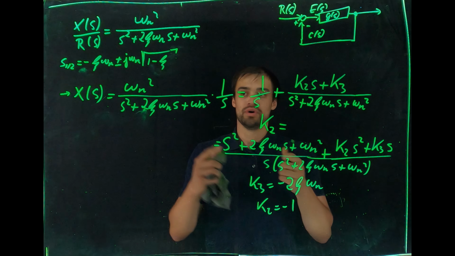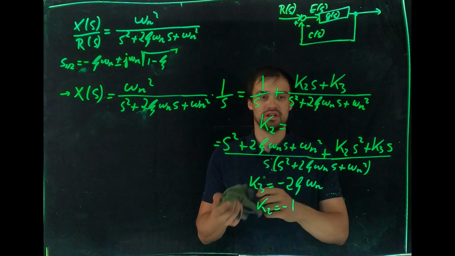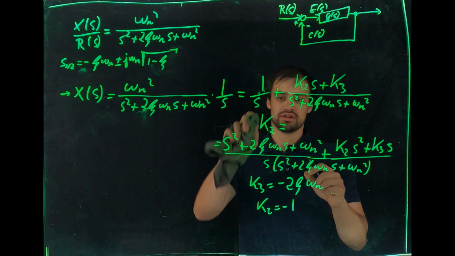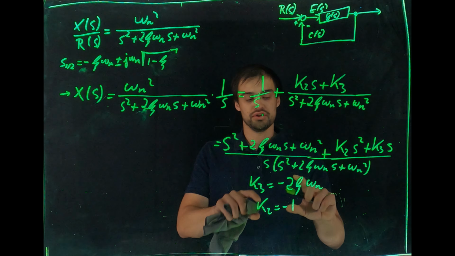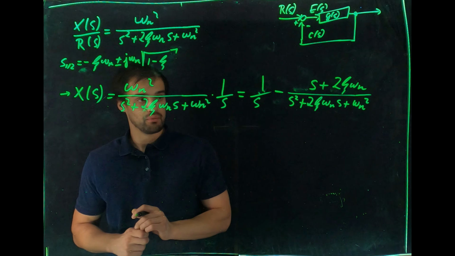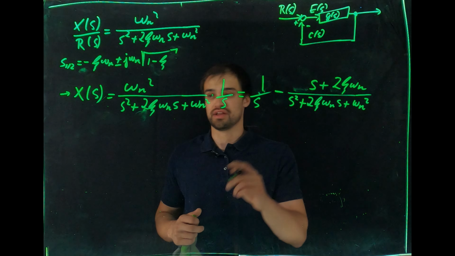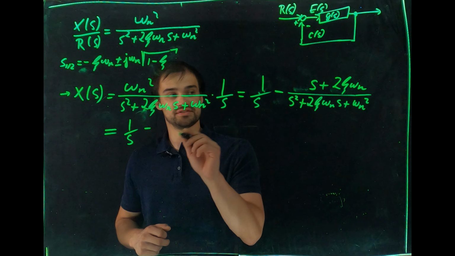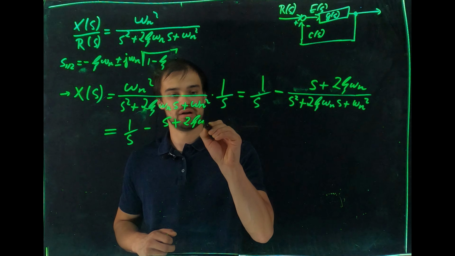You don't have to always plug in the root and equate the real and imaginary parts. Sometimes with a quick glimpse and by using this shortcut, you can solve for k2 and k3 in a very easy way. Now let us plug in those numbers which we have here. We would like to split this term up into two different pieces. Let's try that. So that's going to be equal to 1 over s minus (s plus 2 zeta omega_n).